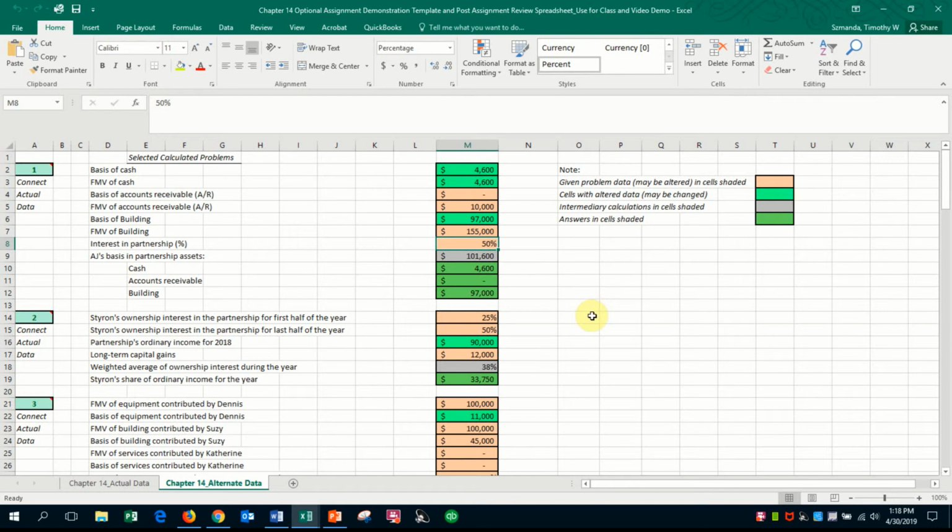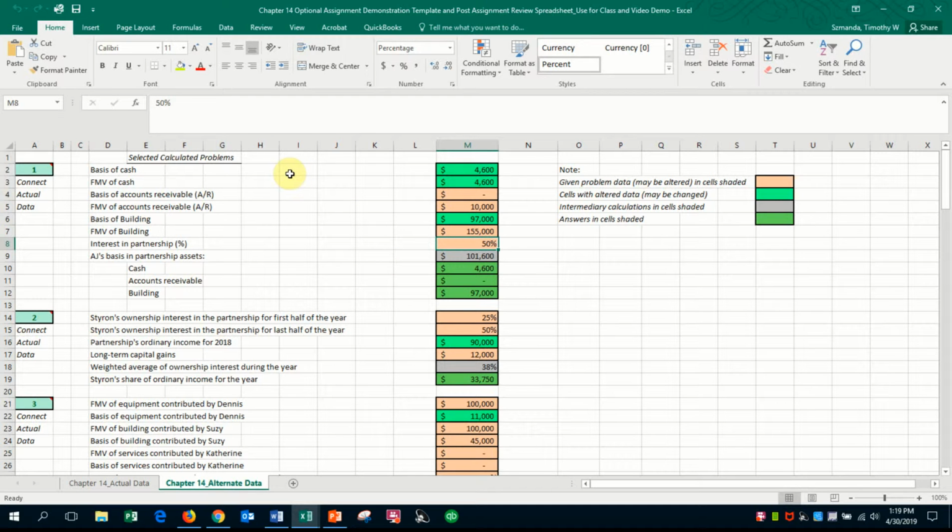So in this video I'll be going through some of the Chapter 14 problems. I've entered the data with some alterations given in the problems, and so let's start with number 1, and this ties to number 30 in the text on page 14-35, number 30, and I've altered the data here.